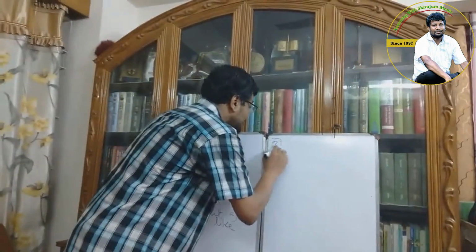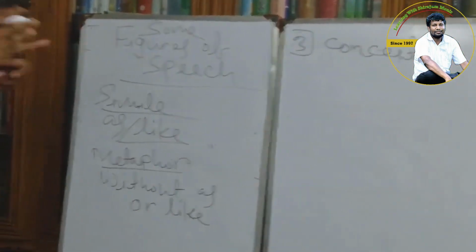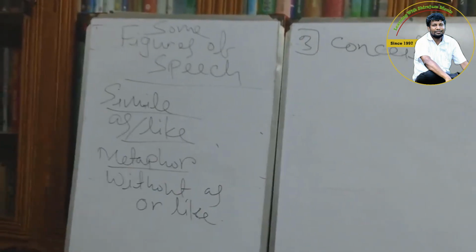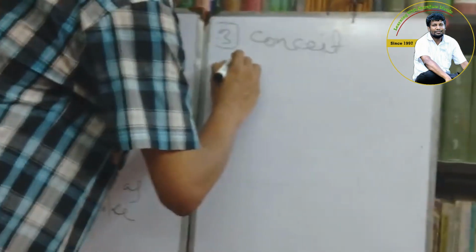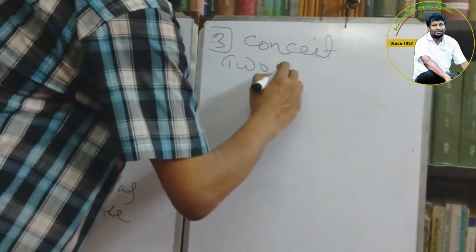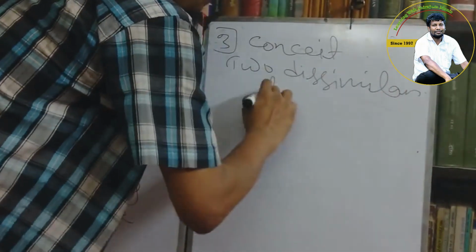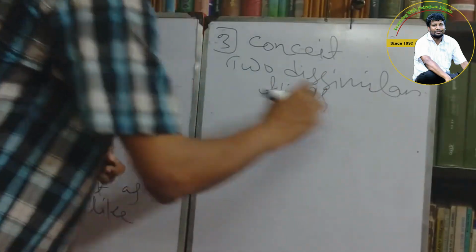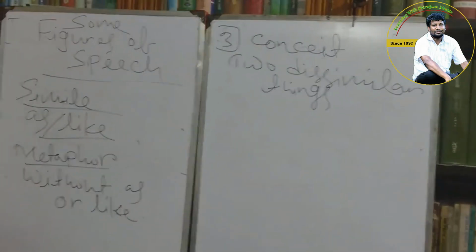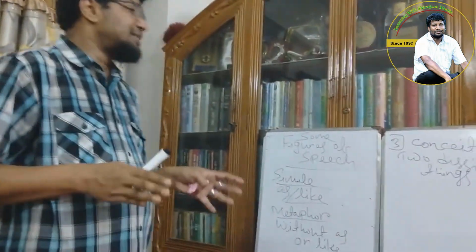The third one is conceit. Conceit is also a comparison, and conceit can be both simile or metaphor. But the difference is there. In conceit, there will be the comparison between two dissimilar or two far-fetched things. That is called conceit. In conceit, there will be the comparison between two things which are normally not similar.